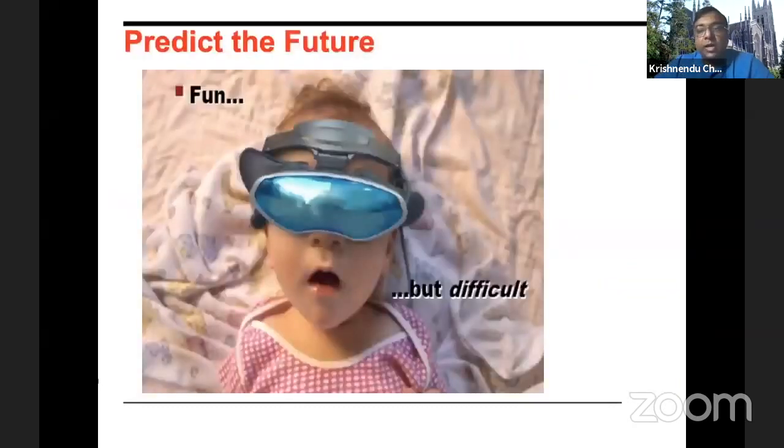I want all of you to close your eyes and imagine the possibilities. We're looking at the future and we have to dream. Whenever you start working on a cool research problem, you have to imagine first. You can open your eyes at the end of the seminar. Okay, all right. It's fun, but it's also difficult because we do not know what lies ahead.